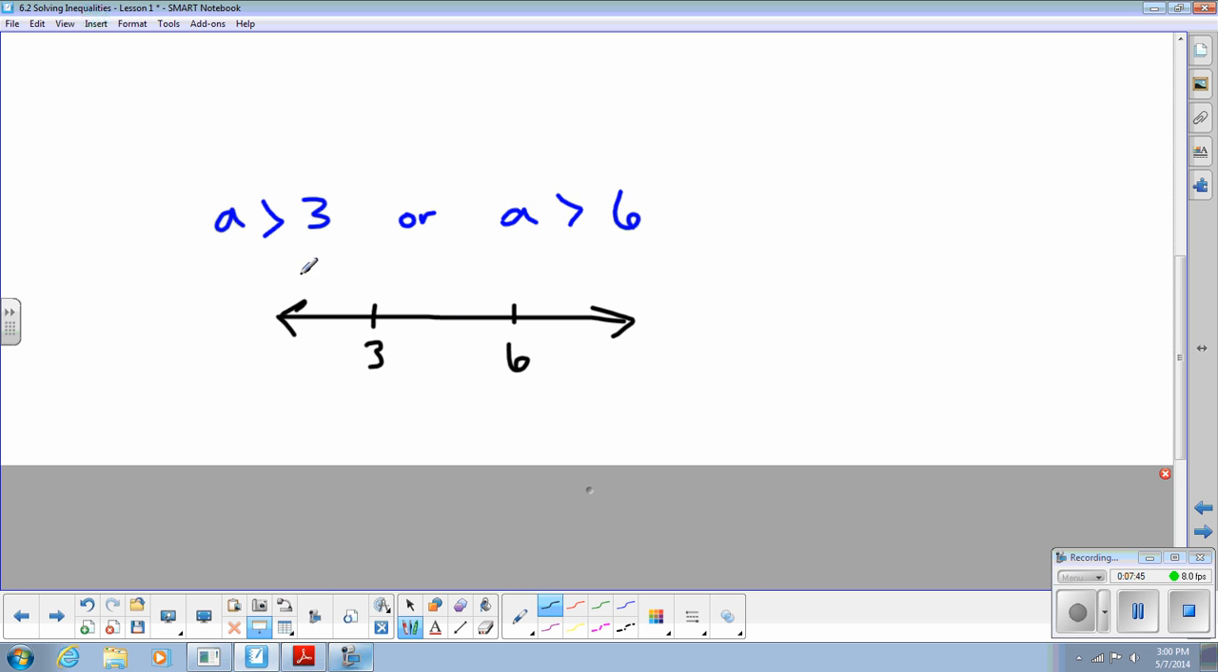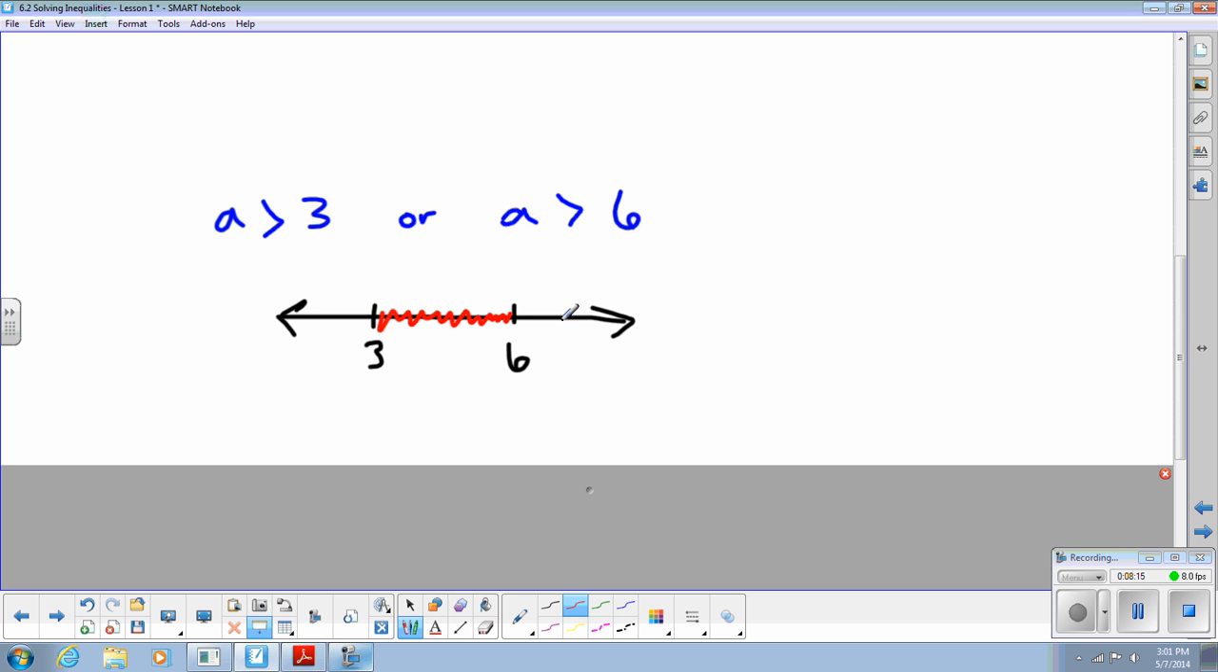So numbers below 3. Well, 2. Is 2 greater than 3? No. Is 2 greater than 6? No. That means I can't shade to the left of this. Pick a number in between. 5. I'm just picking these out of my head. Is 5 greater than 3? Yes, it is. Is 5 greater than 6? Well, no, it's not, but the word here is or. So since 5 is in between, and I got a yes one time, I can shade for the numbers in between.